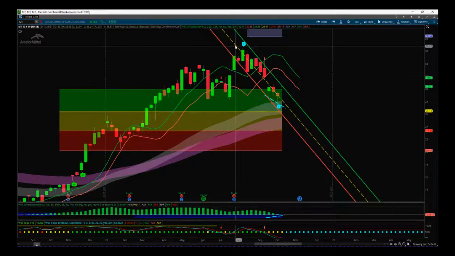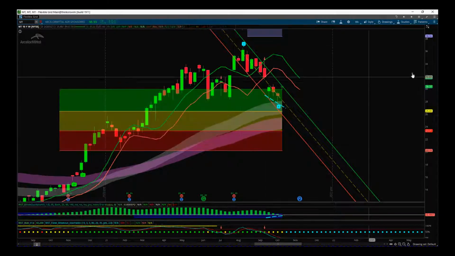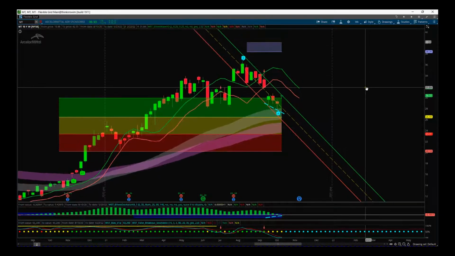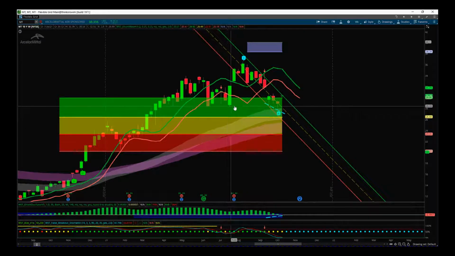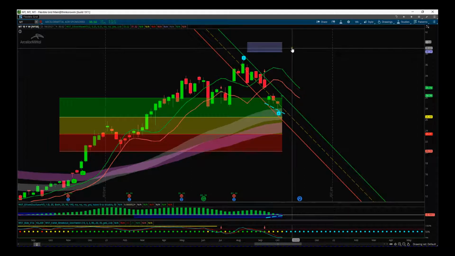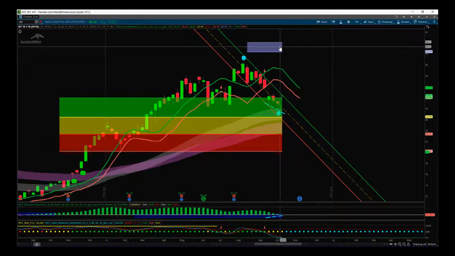The wave 4 pullback has found support in the green zone on our automated pullback zones here. So that's an 85% probability. If that support holds, we're going to go on and hit these new highs in the fifth wave target zone here, which is automatic, $39.30 in the middle of there.